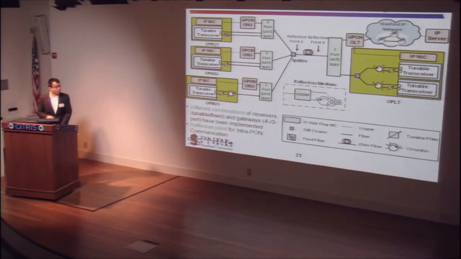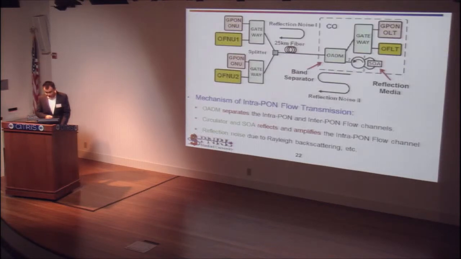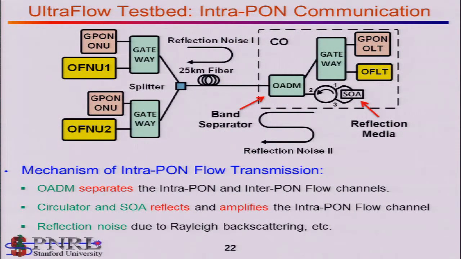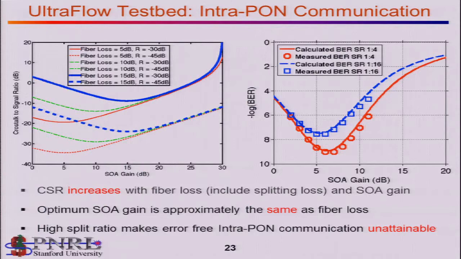To enable efficient intra-PON communications, we introduce a reflection medium at two potential points to reflect the upstream flow transmission down to a receiver within the same PON without involving any resources beyond the PON domain. Here's a more detailed diagram of the reflection medium. We use OADMs to separate the intra-PON and inter-PON flow channels, and the upstream channel is amplified and reflected back to the destination by a circulator and an SOA. This technique, however, comes at the expense of some reflection noise, which we study in more detail here.